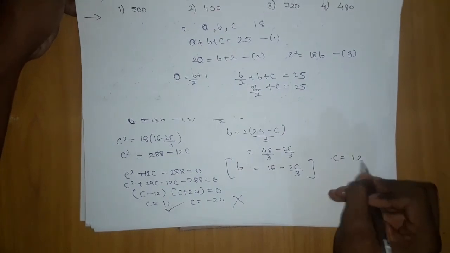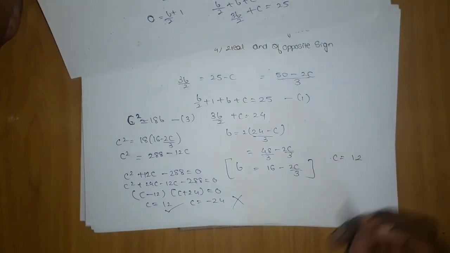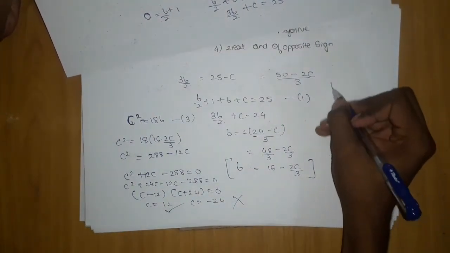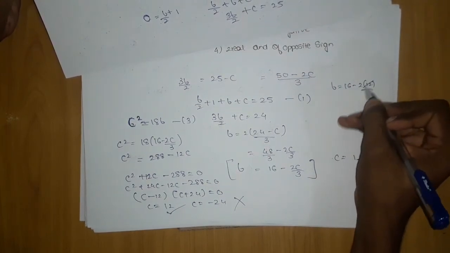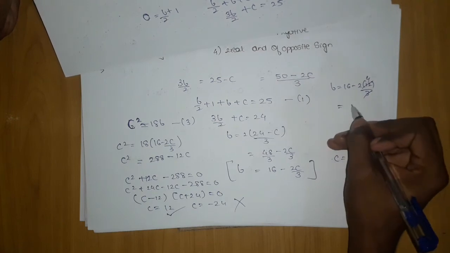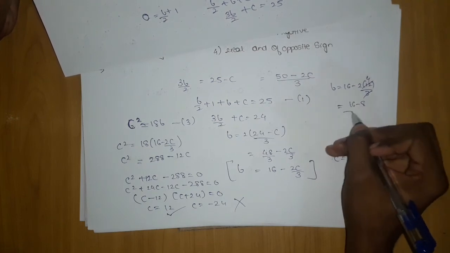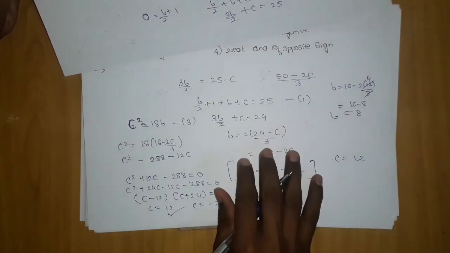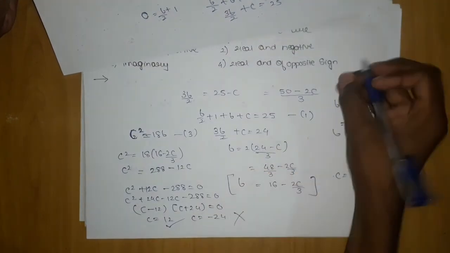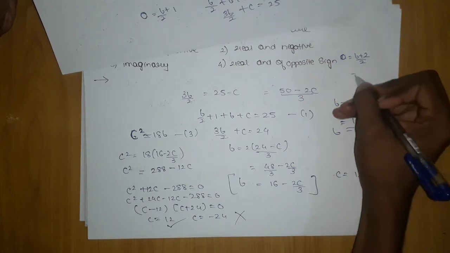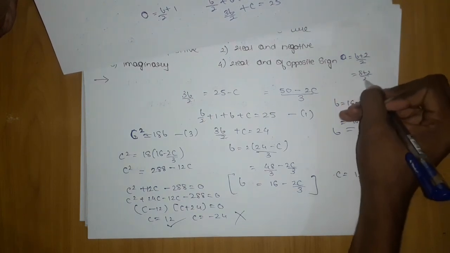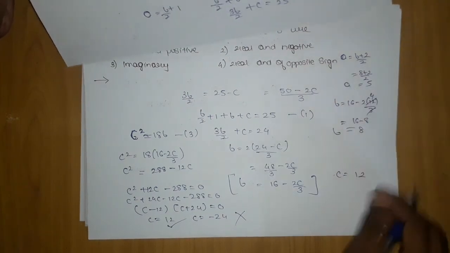So if I got c equal to 12, can I get my b term? Yes, easily. b will be nothing but 16 minus 2 into 12 by 3. This will become 4, cancelling out with 3, giving me 16 minus 8, which is 8. So I got b equal to 8. Can I get my a? a is nothing but (b plus 2) by 2, which is 8 plus 2 by 2, which is nothing but 5.